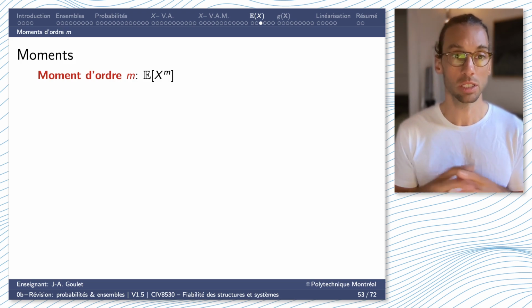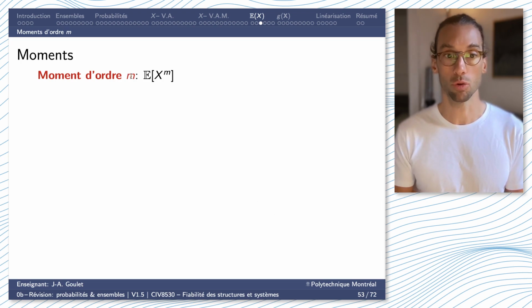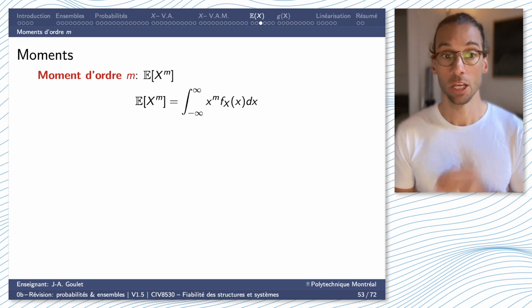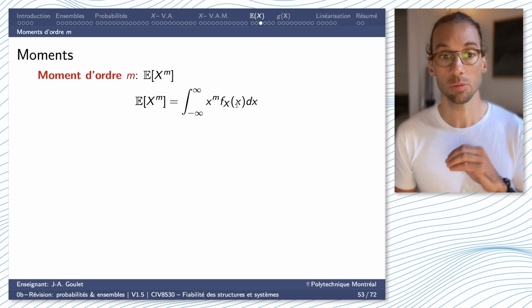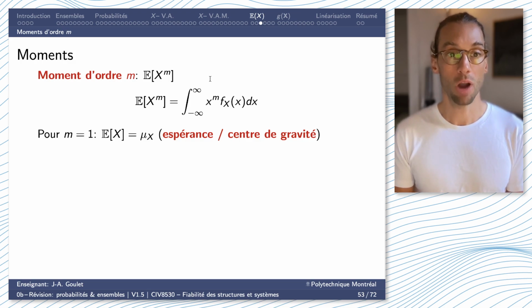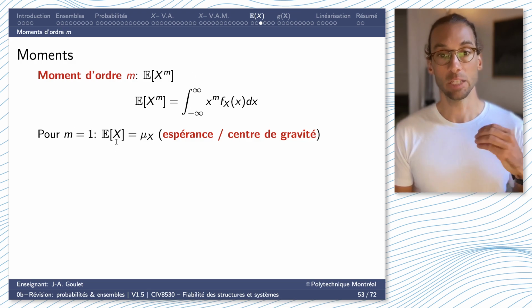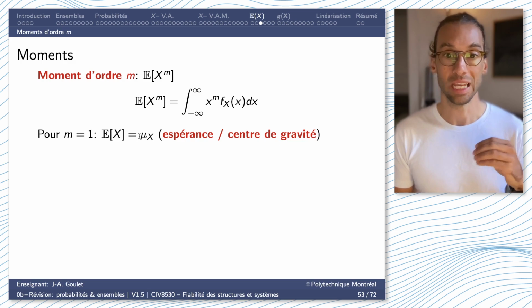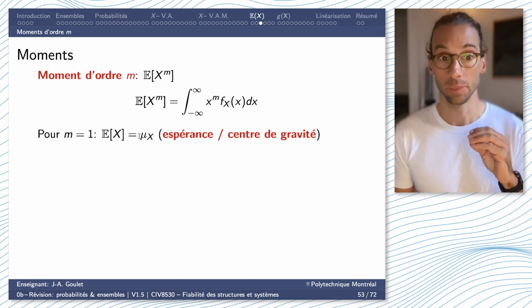And what is a moment? We define the moment of order m as the expectation of a random variable x to the power m. In that case, I'm going to have the integral over x of x to the power m, a possible realization, weighted by its probability density. So for m equal 1, the expectation is going to be equal to the mean, or the expectation.